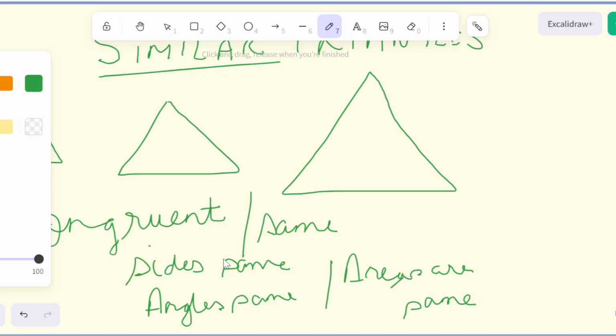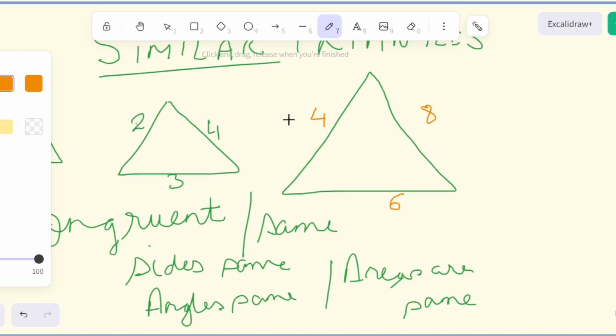But in similar triangles, it won't be the same case. Sides will not be same, but the corresponding sides will be proportional. When I say proportional, for example, this is 2, this is 3, and this is, let it be 4. For the other triangle, the other one will be 4, this will be 6, this will be 8. What do you observe?